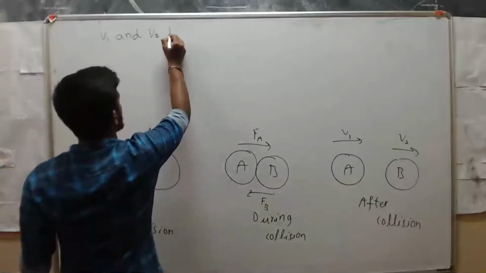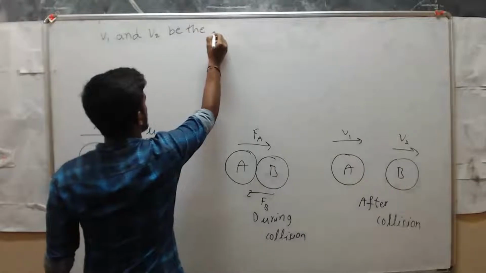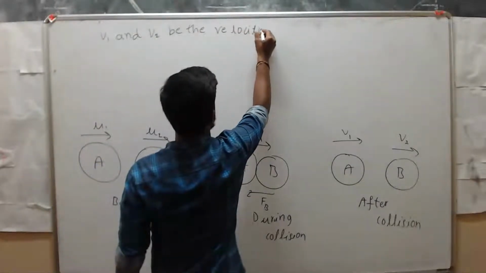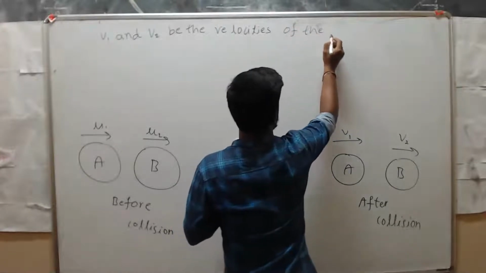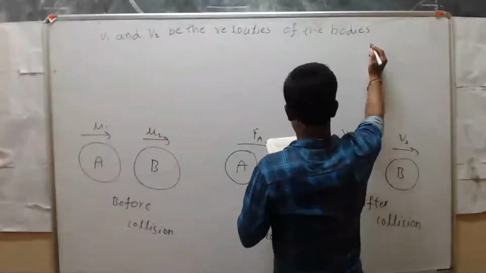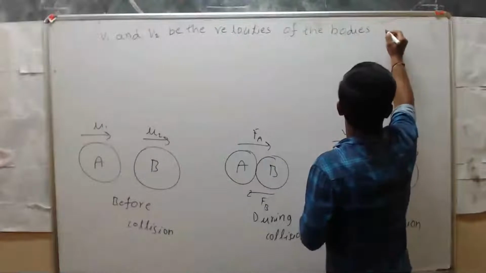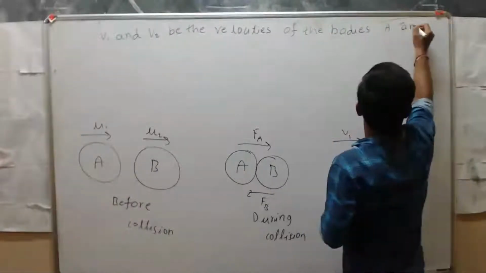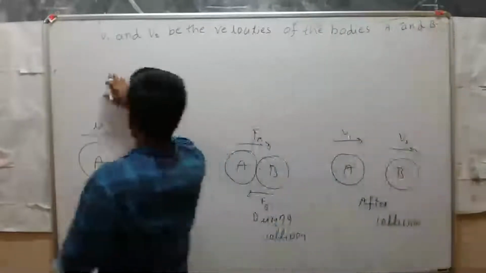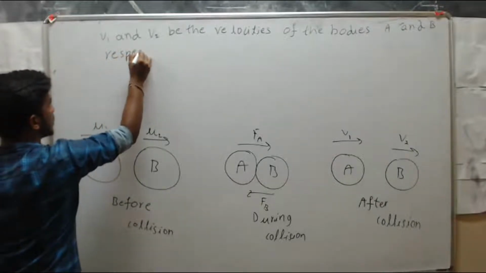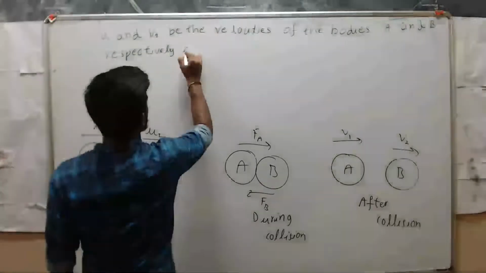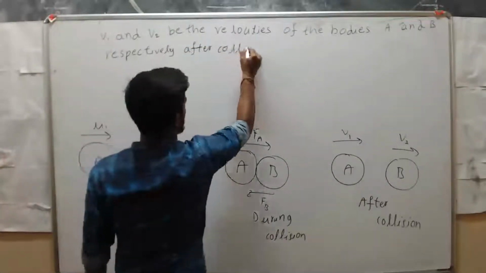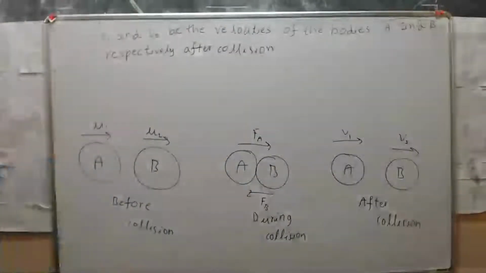V1 and V2 be the velocities of the bodies A and B respectively, after collision.